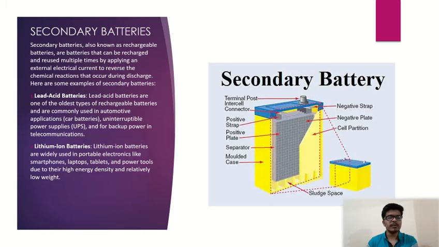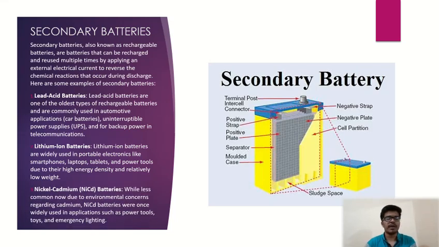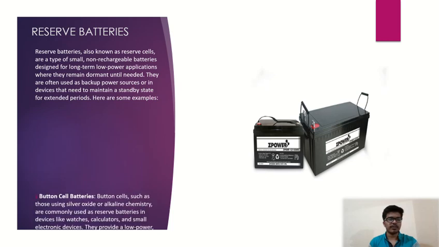Now let's go through secondary batteries. Secondary batteries, which are also known as rechargeable batteries, can be recharged and reused multiple times by applying an external electrical current to reverse the chemical reaction that occurs during discharge. Here are some examples of secondary batteries: lead acid batteries, lithium ion batteries, and nickel cadmium batteries. In secondary batteries, the anode is positive and the cathode is negative during the charging.